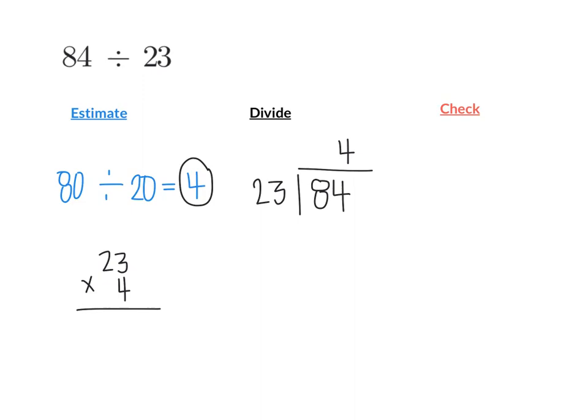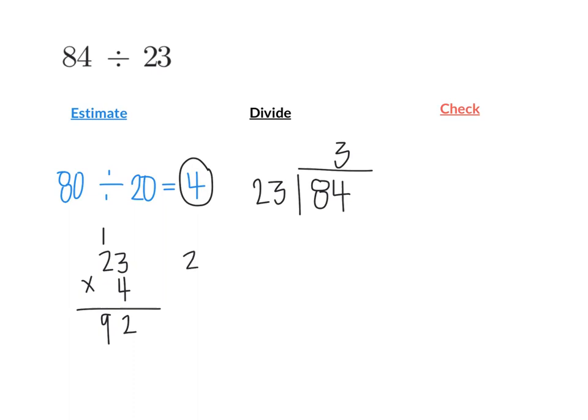So 3 times 4 is 12. I'm going to regroup the 10. 4 times 2 is 8, plus 1 is 9. 92. Did I have 92 to use up? No, I didn't. So what this tells me is that 4 is too big. The estimation of 4 was too big. So if 4 was too big, I should try the next smallest digit, which is 3.